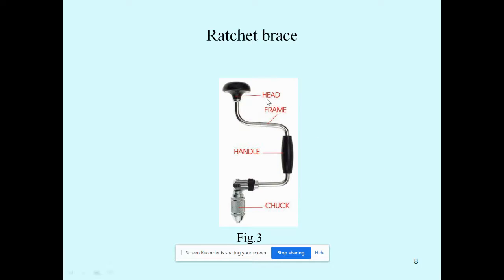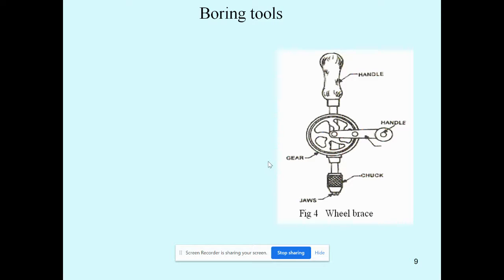This is the head of the ratchet brace, the frame or crank. This will be the handle, and here there will be a ratchet, chuck, and jaws. These are the different parts of the ratchet brace. You can see here.